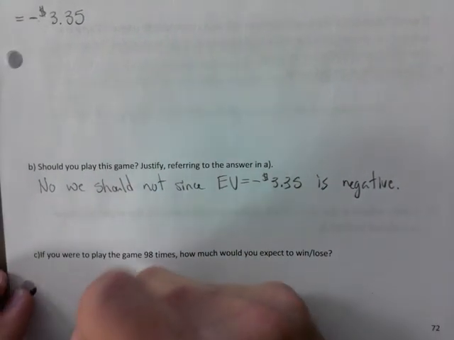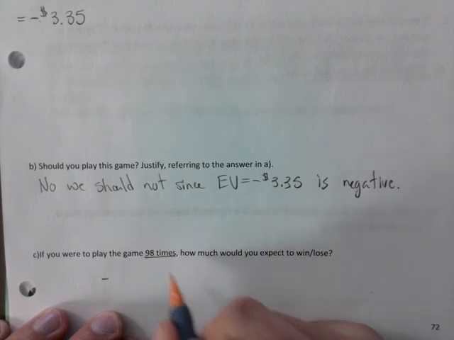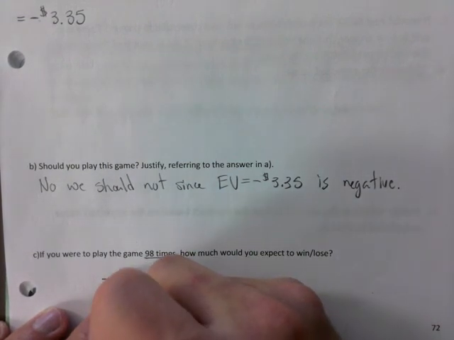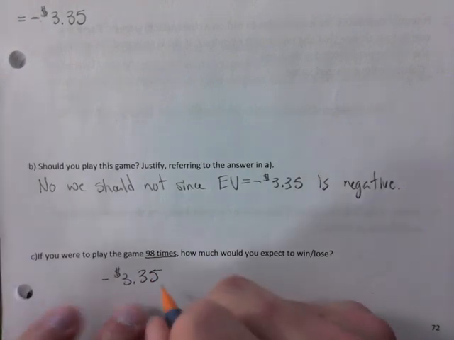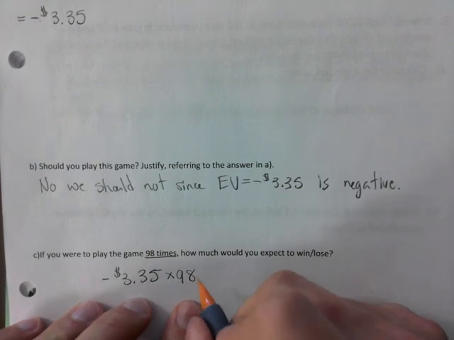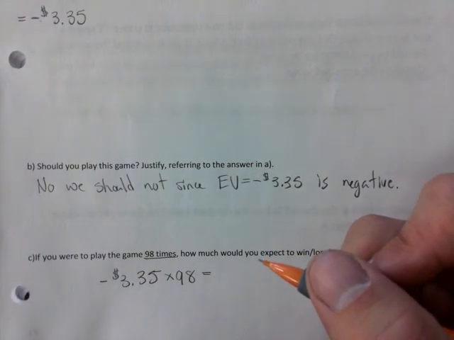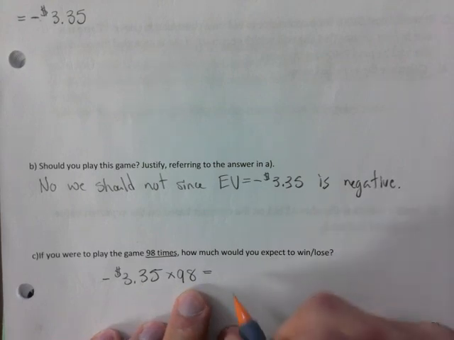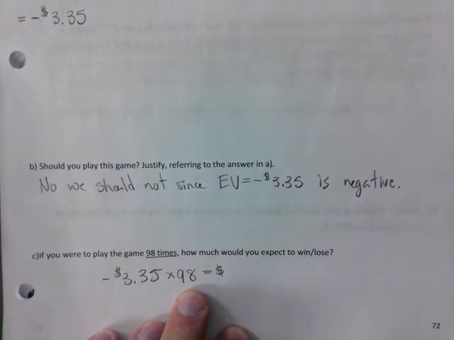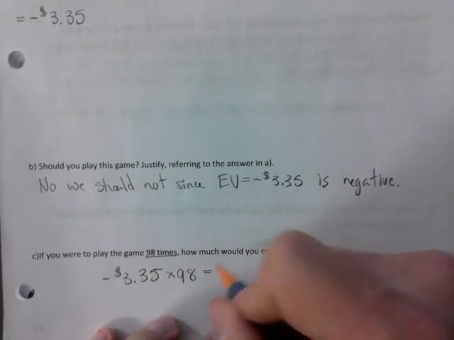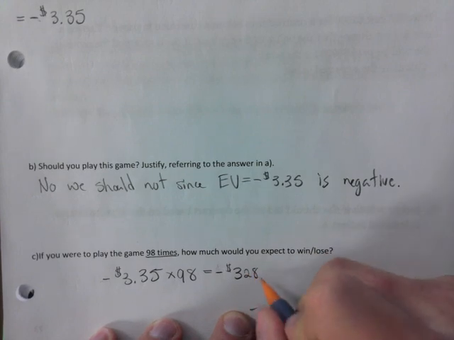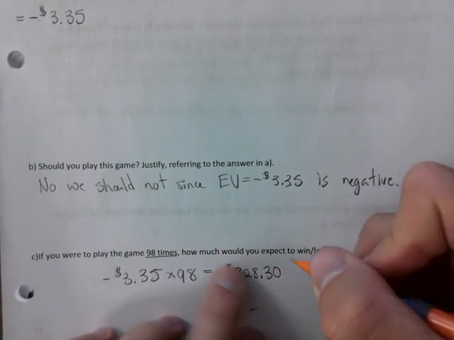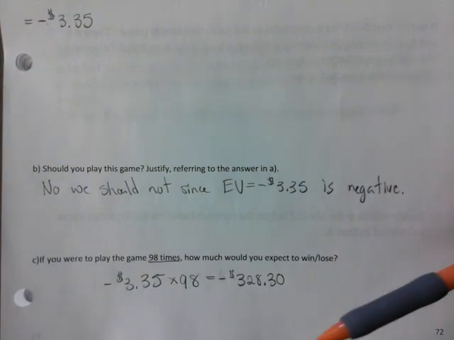And if we were to play the game 98 times, how much would we expect to lose? Well, we expect to lose $3.35 in one game. So we times that by 98 to get the amount of money that we expect to lose in 98 games, which would be negative as well, right? So it would be negative $328.30. And again, just rounding to 2 decimal places because we're dealing with money.